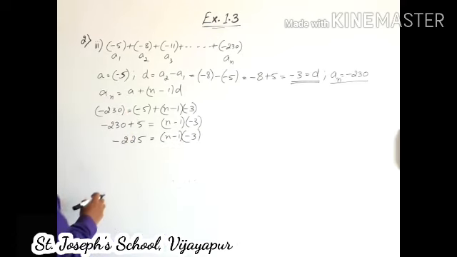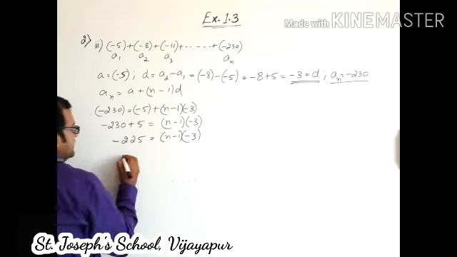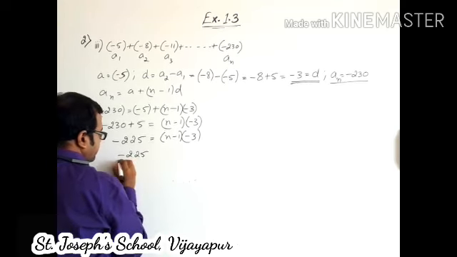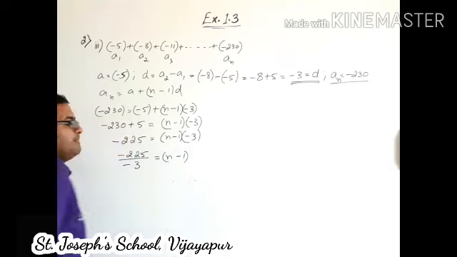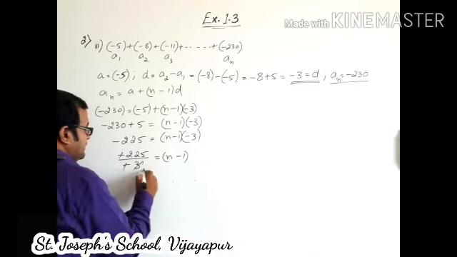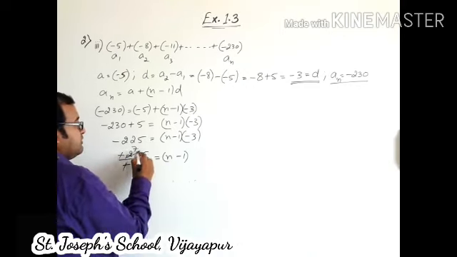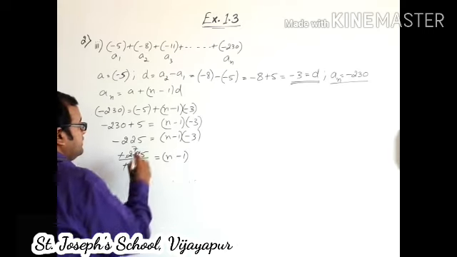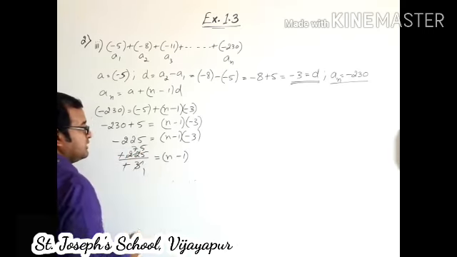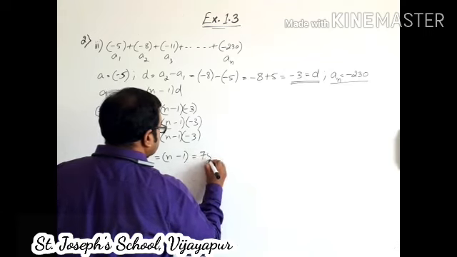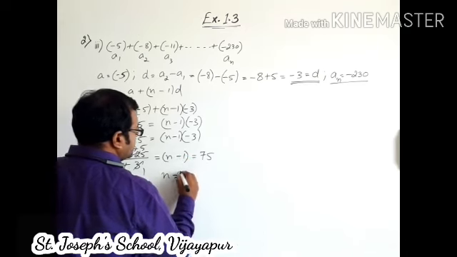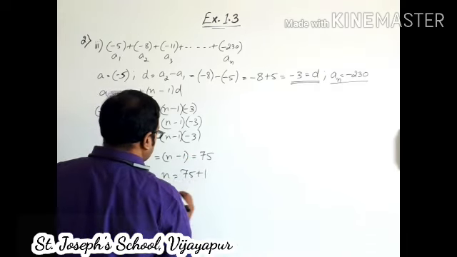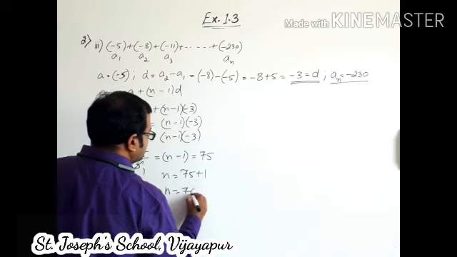Multiply by minus 3 comes to the other side, becomes divided by minus 3. So minus 225 divided by minus 3 is equal to N minus 1. Now minus minus cancels, divide by 3. 3 7s are 21, 1 remainder, so 15, that is 3 5s are 15. So what is N minus 1? We got it as 75. Now what is N equal to? Minus 1 goes to the other side, becomes 75 plus 1. So N is equal to 76.